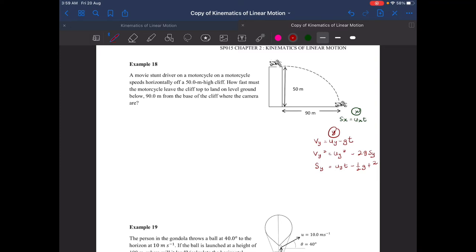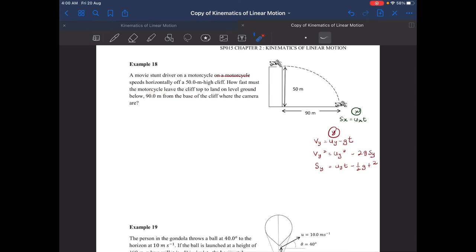Let's read the question. A movie stunt driver on a motorcycle speeds horizontally, and then boleh jatuh bawah, off a 50 meter high cliff. So, bukit ni setinggi 50 meter. How fast must the motorcycle leave the cliff? Maksudnya how fast must the motorcycle leave the cliff?